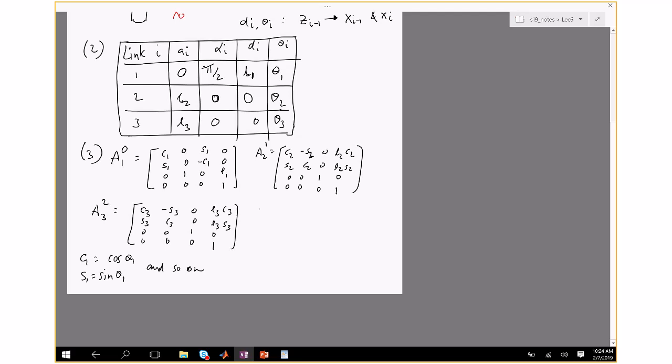And finally, we need to find A30, which is A32, A21, A10. Okay, now that's going to be a lot of numbers and it's just not worth writing down a generic formula. I would not do it by hand. I would use symbolic manipulation in Matlab. And if you're told to write this, you would just put it in Matlab and get the answer. So this is what will come out. There will be an R3 and there will be a D3. And the end effector position is simply the 3 elements in D3. And the orientation is the matrix R30.